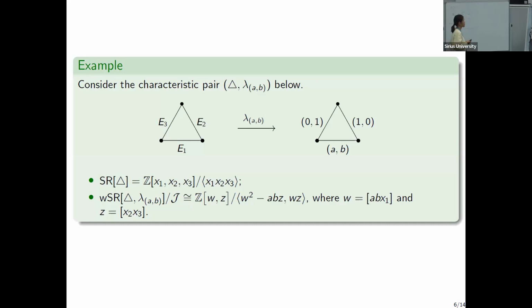So using the ring structure of the Stanley-Reisner ring, you can describe the product: W squared equals abZ. So that's how we use the BSS result to describe the product for the toric orbifold. Now we want to consider any arbitrary polygon instead of just a triangle here.